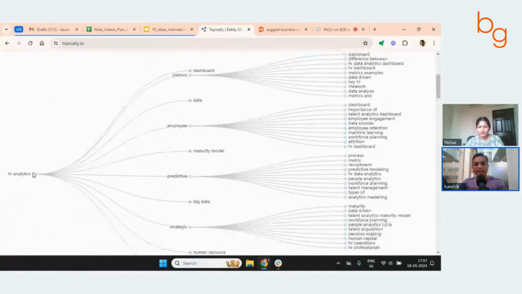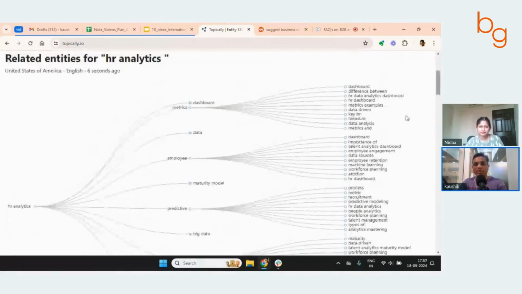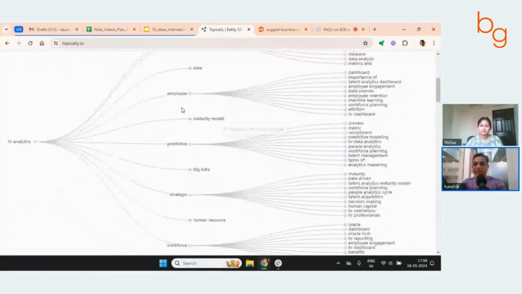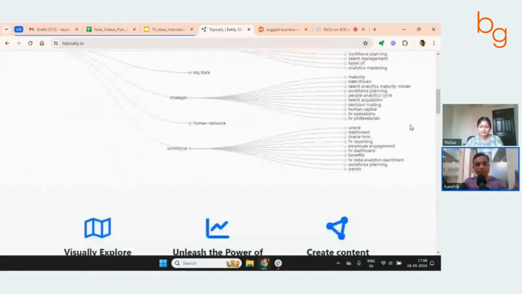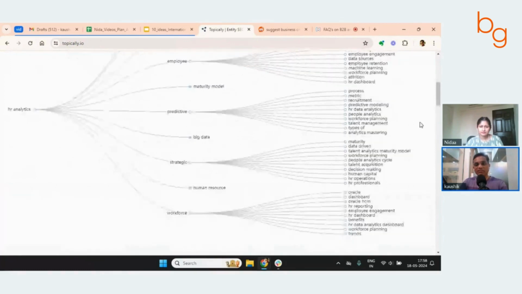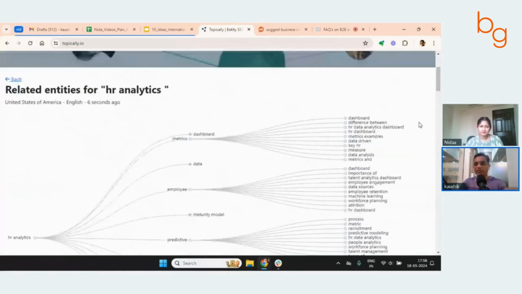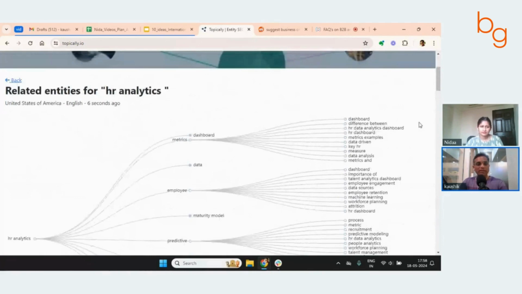It's basically saying, okay, for HR analytics, these are the related buckets. So for HR analytics metrics, these are what you see right here. People might be searching for metrics examples. They might be searching for key HR metrics. They may be looking at some dashboard with respect to employee. People might be searching for talent analytics dashboard, employee engagement. They may be looking for data sources, workforce planning. So I think this is a very valuable graph to look at when you're in the research phase, and then you can do things around this.